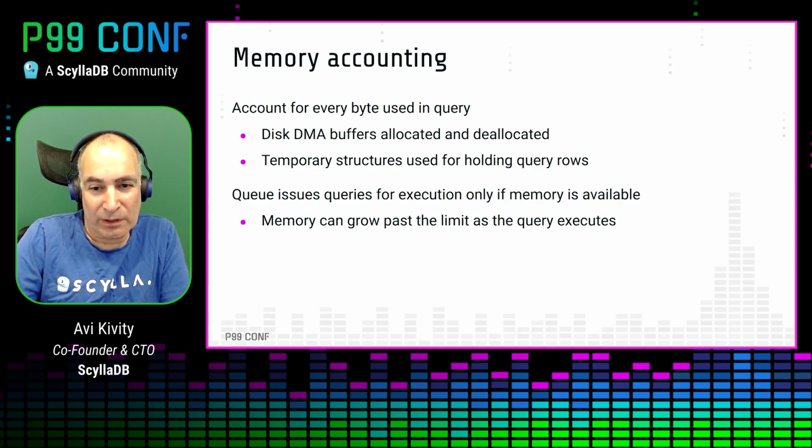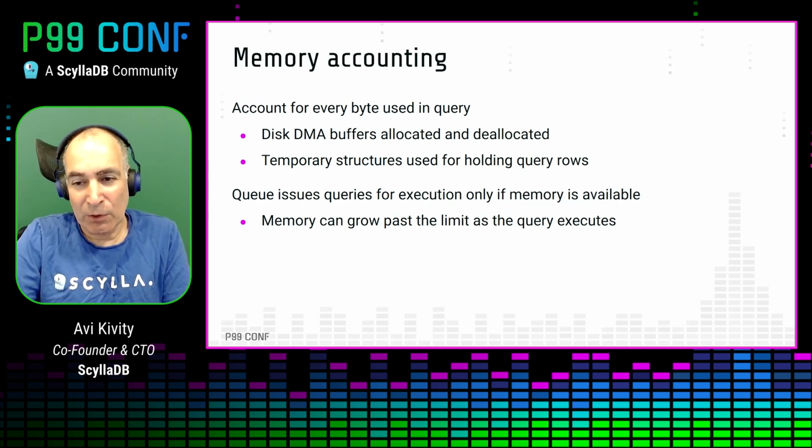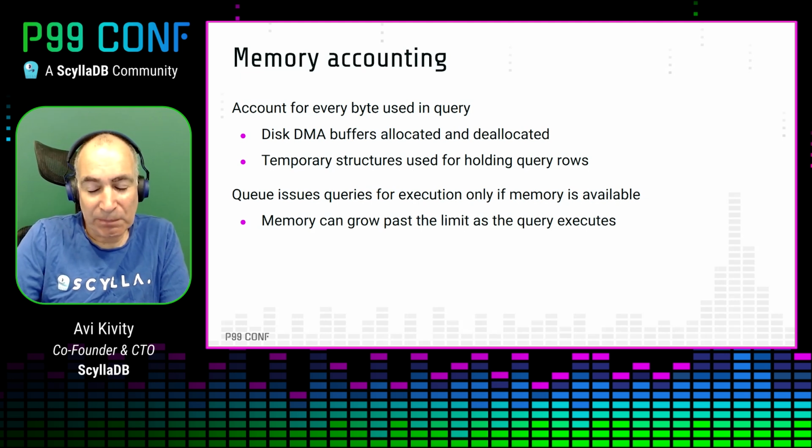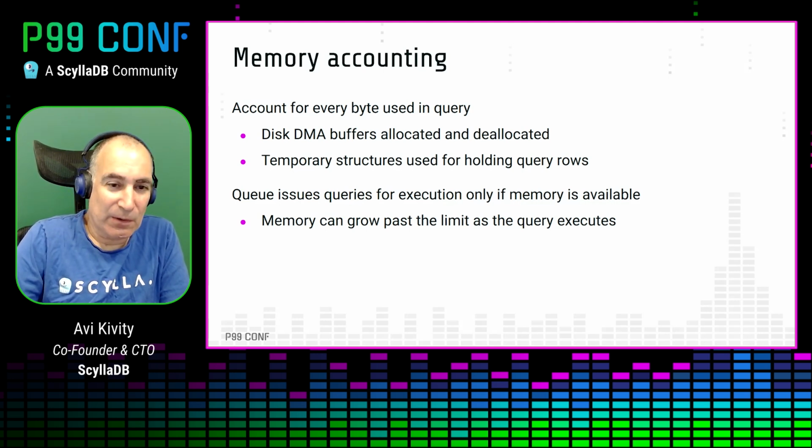And the semaphore now, instead of just counting the number of executing queries, it only allows queries to run if there is enough memory available at the time the query started. And yes, it can happen that the memory can grow later, but it's usually not a problem. So typically a few queries will start, consume some memory. It will go over a little bit, but it's usually not a problem.